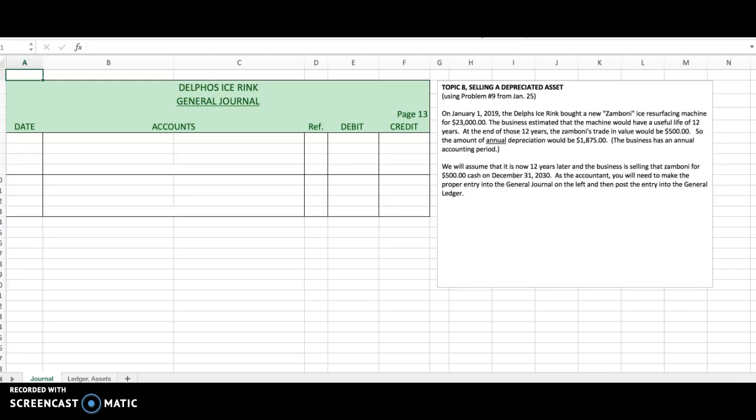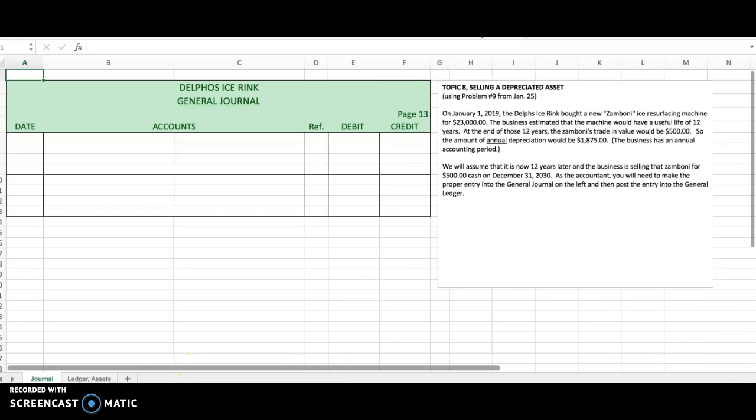That is, if we look at an asset that we have depreciated, eventually it wears out or it declines in value to the point where we either throw it away or we trade it in or we sell it for some salvage value. And today we're going to take a look at how that works. On your screen, you see the General Journal for the Delphos Ice Rink. You had that problem just recently, and we're going to take a look at what happens in the future here.